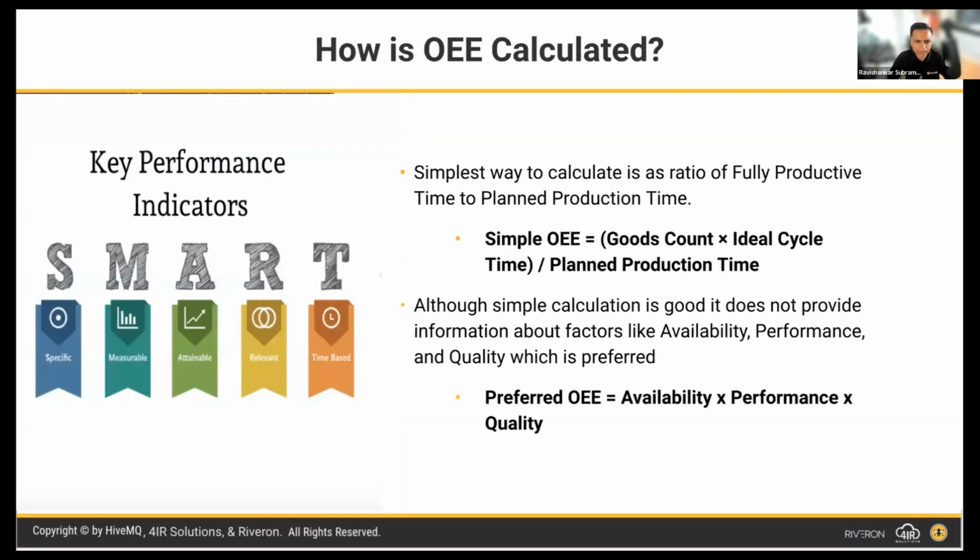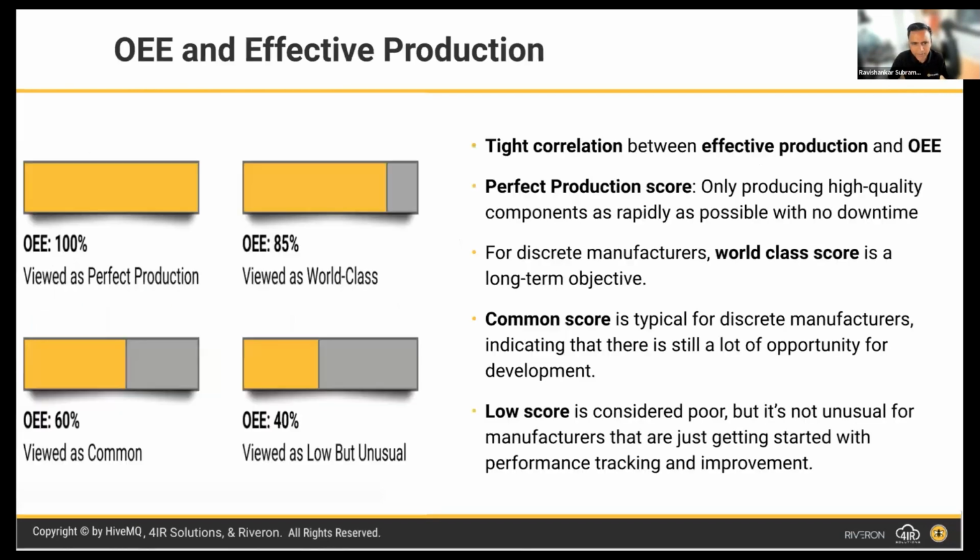How's it calculated? There are multiple ways to do it. There's a simple way, which is basically using the goods count times the ideal cycle time divided by the planned production time. That's a simple way to do it. But the more common and more preferred way is based on availability, performance, and quality, basically multiplying these different parameters to get the preferred OEE. And so there's a tight correlation between OEE and effective production, right?